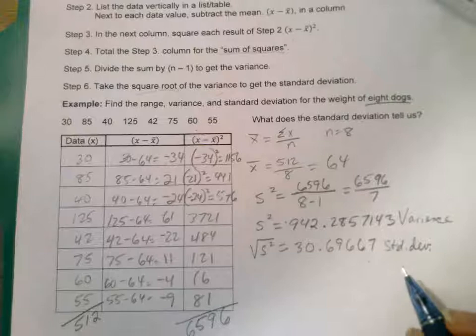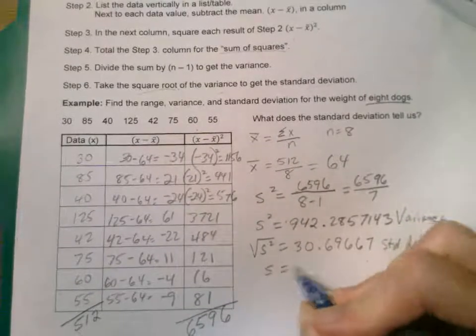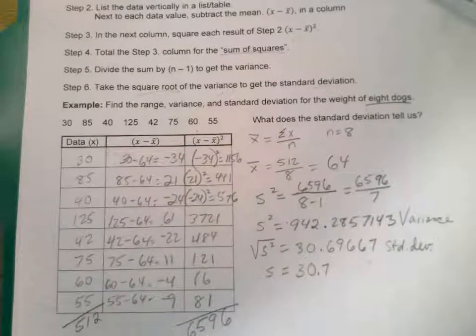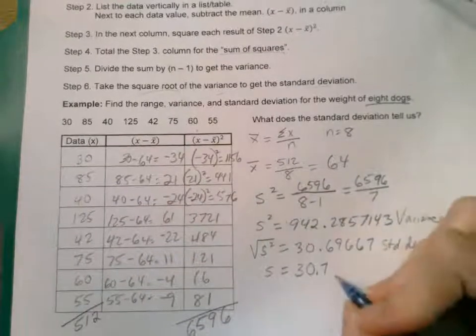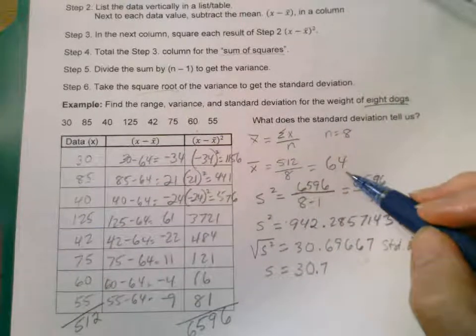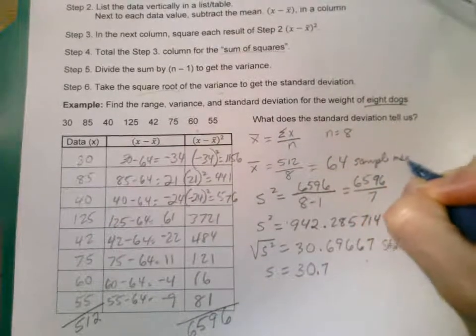Okay. So if it doesn't tell me when I'm doing it by hand here, I typically round it 1 decimal past what the values are. So what is this telling us? The average weight of these 8 dogs is 64. This is the sample mean.